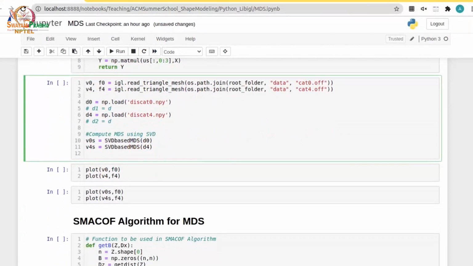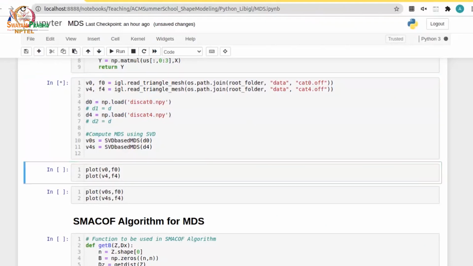By the way, there's also an IGL inbuilt function that computes geodesic distances between points. So I just used it and I've computed the distance matrices for both these meshes. There are these two meshes, CAT0 and CAT4. These two meshes are the same two meshes that we saw in the slides in the morning. So it's nothing new. And both these distance matrices have been shared with you. I hope you can access them. Okay, so let's just run them.